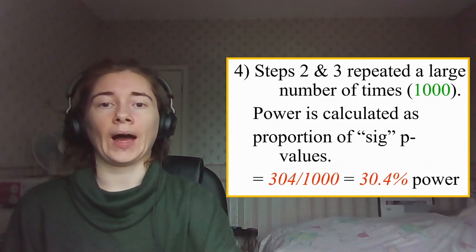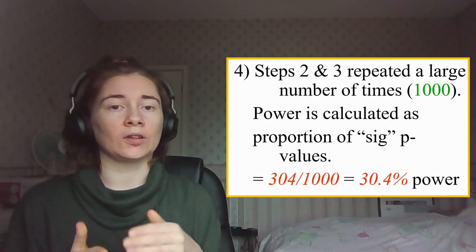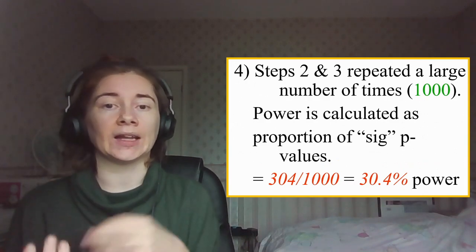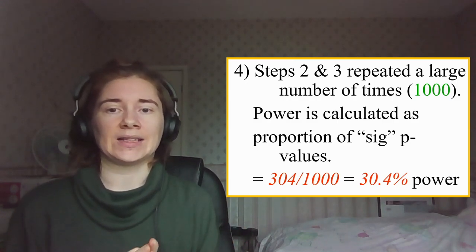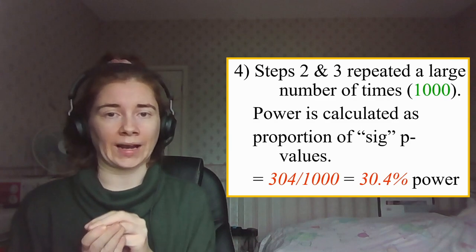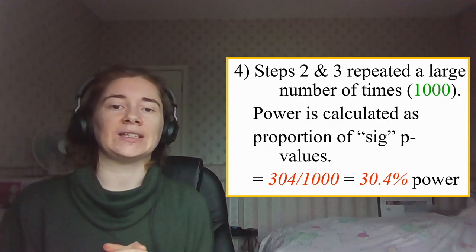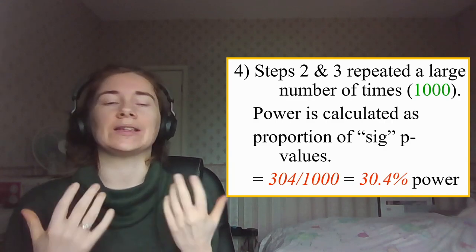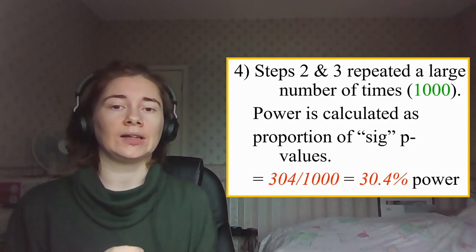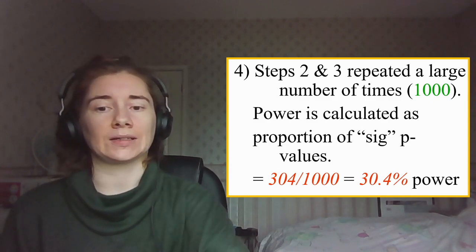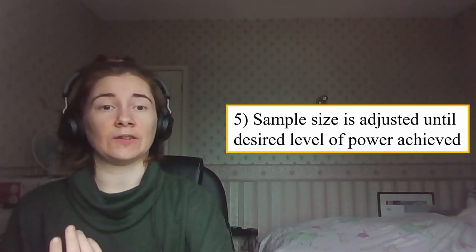To then estimate the power of the set sample size, 400 here, one simply repeats steps 2 and 3, i.e. simulating a new study and updating the meta-analysis, a large number of times. The power is then calculated as the proportion of meta-analyses that gave the desired effect. In this example, we were looking for updated meta-analyses that gave a traditionally significant p-value, of which there were 304 out of the 1,000 iterations, giving a power of 30.4%. The final step is to then simply adjust the sample size to achieve the desired level of power.